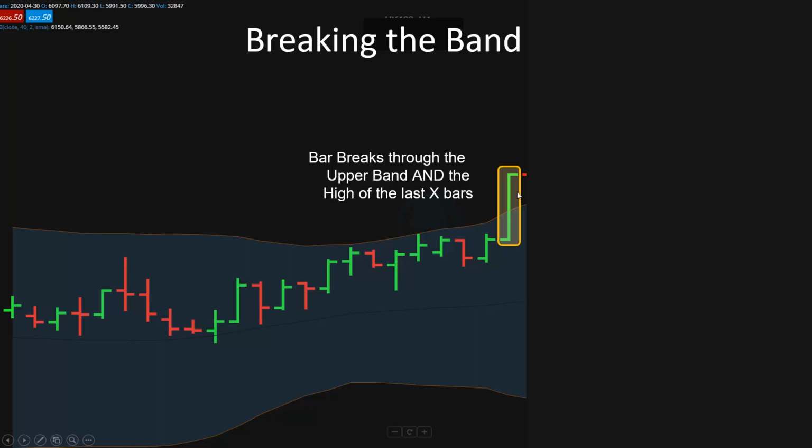And we must also break the high of the last X amount of bars. In this example I'm choosing 10, so this one would have been able to execute because we not only opened below and closed above, but the close was also higher than the previous 10 highs. So that would have been a good trigger.